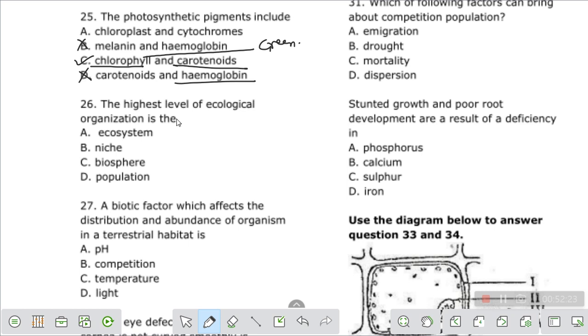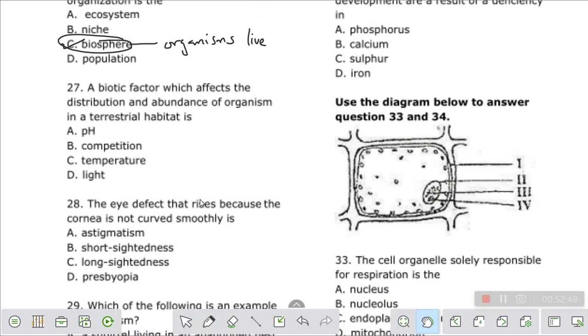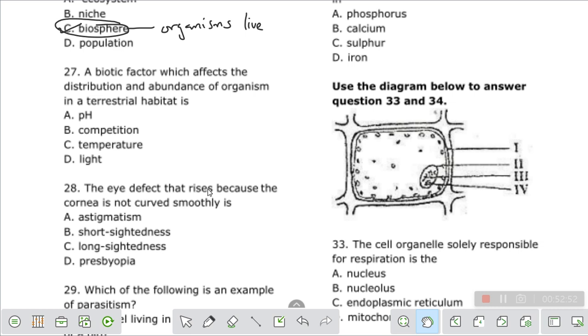So a biotic factor which affects the distribution and abundance of organisms in a terrestrial habitat is A, pH, B, competition, C, temperature, D, light. What do you think would be the answer? A biotic factor which affects the distribution of organisms in a terrestrial habitat. We are not talking of aquatic habitat here. We are talking of terrestrial, not aquatic habitat.